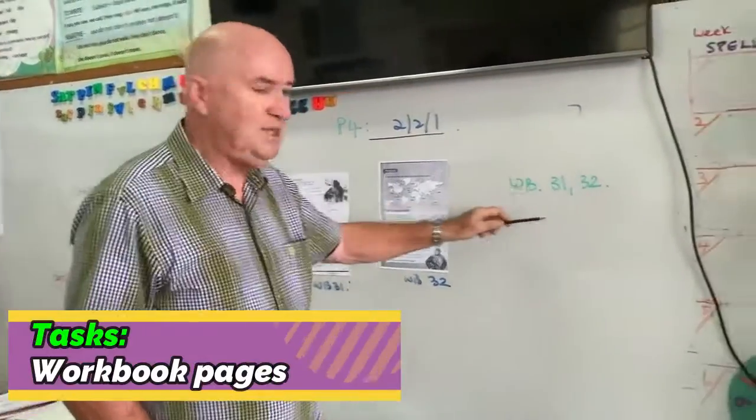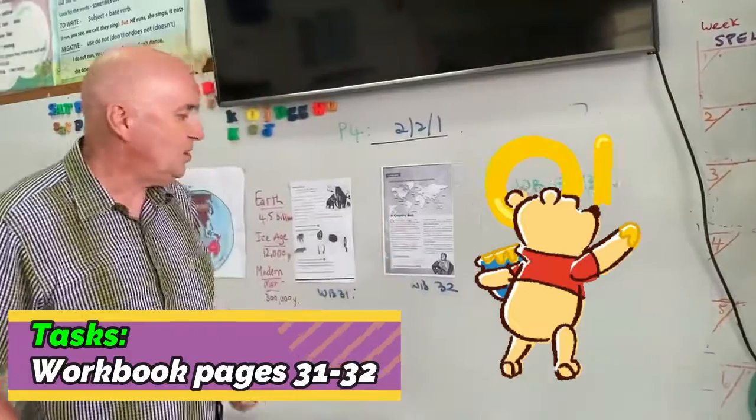So, Workbook 31, a bit of history. Workbook 32, a little bit of geography.